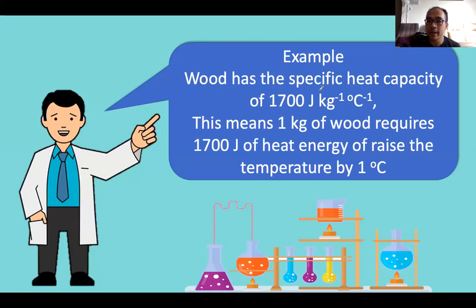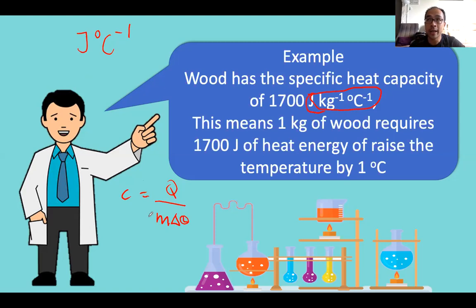So wood has a specific heat capacity of 1,700 joules per kilogram per degree Celsius. First thing, this is the unit for specific heat capacity. Remember, heat capacity just now is just joules per degree Celsius. But in specific heat capacity, we add the element of 1 kg. So the unit is joules per kilogram per degree Celsius, because if you remember the formula, C equals Q over m delta theta. So it's almost the same as heat capacity, except that you add the per kilogram.